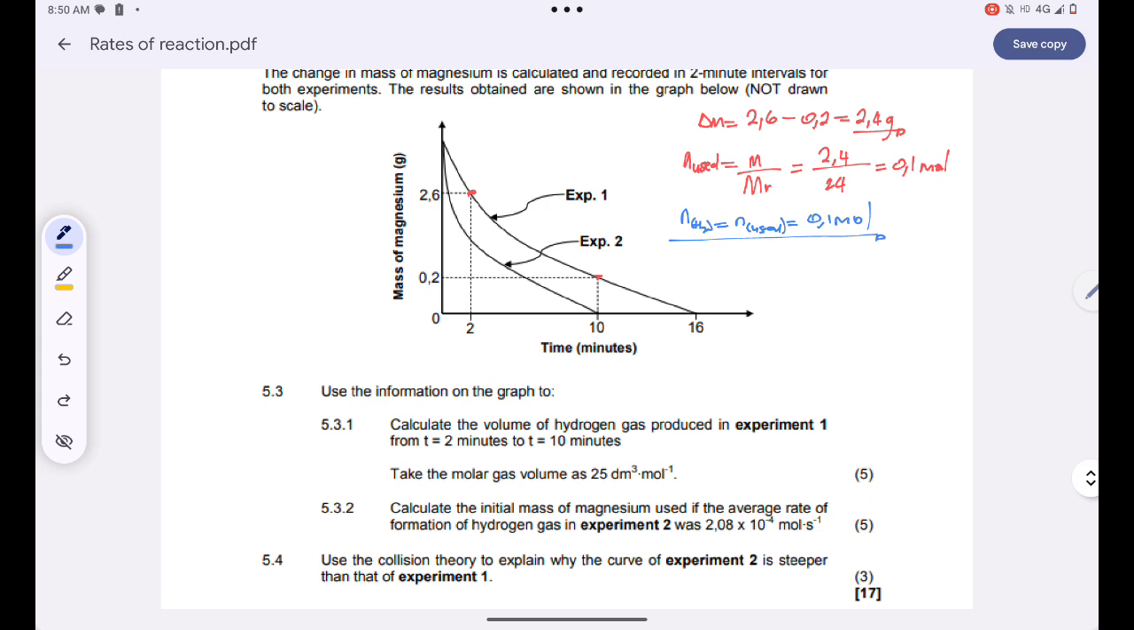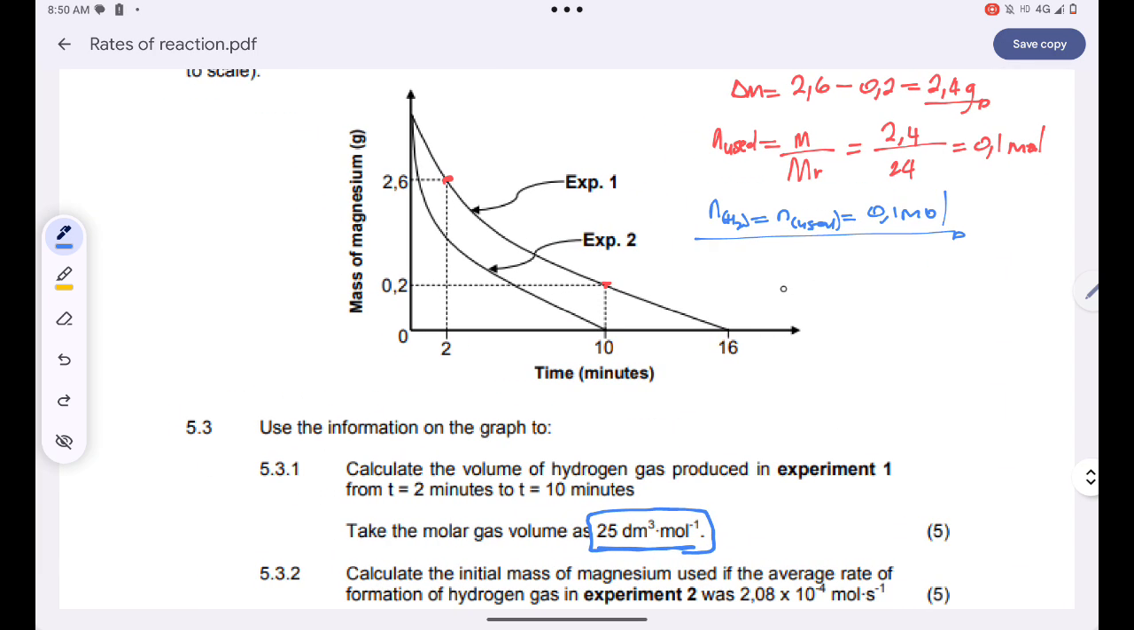The volume. Okay. Since you are given the molar volume, guys, we are not supposed to use the one that is at the back of the question paper. So I know that the number of moles of any gas is equal to the volume of that gas divided by the molar volume. That's 0.1 equals the volume divided by 25. So therefore, the volume of hydrogen is simply 0.1 multiplied by 25. I'll simply get 2.5 cubic decimeters. So this is the amount of volume that was formed.